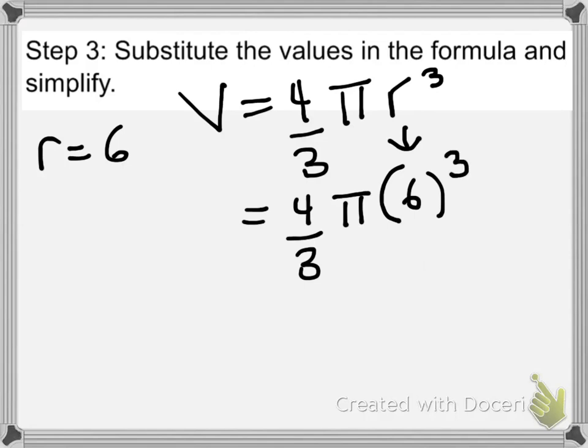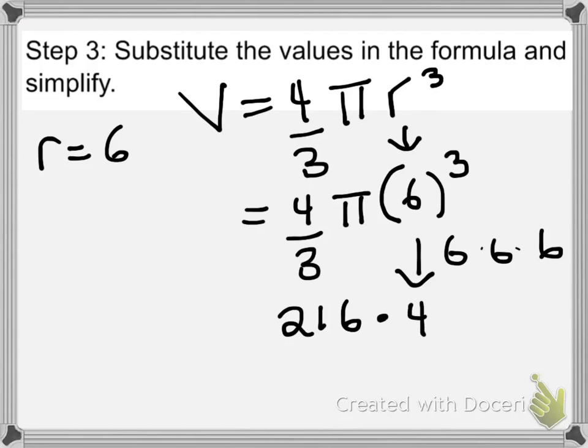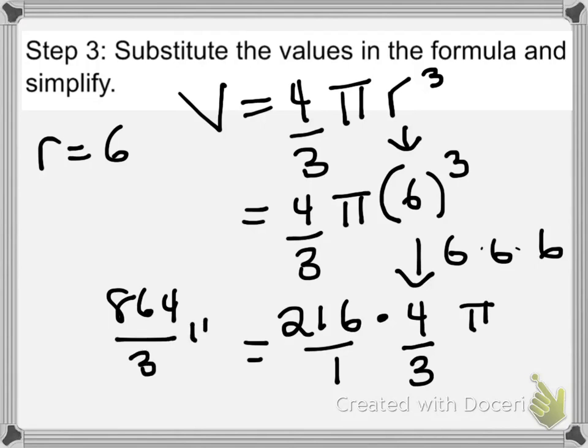Now I'm going to place this value right here in the calculator. This just means 6 times 6 times 6, which is going to be 216. I'm going to bring it to the front to keep it with the fraction. 216 times 4 over 3 times pi. How do you multiply fractions? You can do it straight across. 216 times 4 is going to be 864. And then you divide that by 3. Again, we're just simplifying it. It's going to be 864 divided by 3, which is going to be 288.